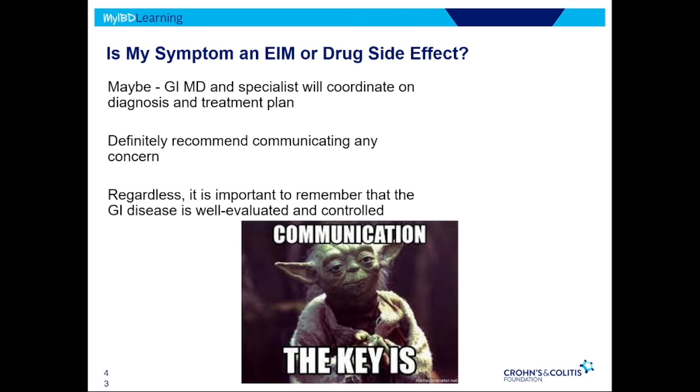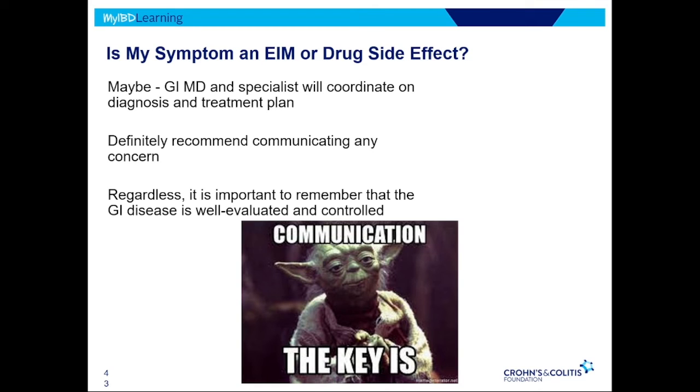So, and this is the most common question I get. I think we can go through all these things and talk about all the possible manifestations, but it really comes down to, what's going on with me? What is this? Is this my IBD? Is this my medicine? What's going on? And the answer is always maybe. And really, the GI MD should be like the head on this, I think, and should be coordinating on a diagnosis and treatment plan, meaning what's the status of your disease?